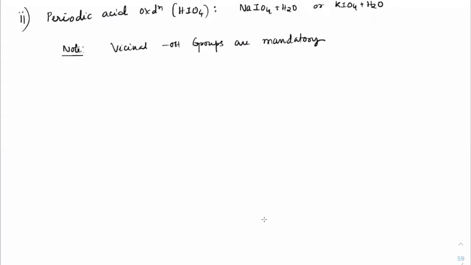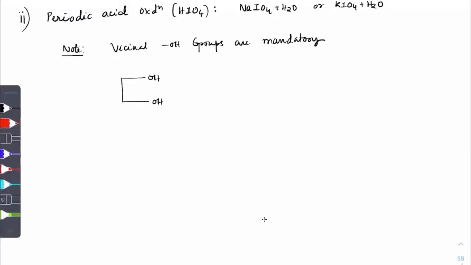Vicinal diol groups are mandatory. So we must have vicinal diol groups, which means if you have glycol, we have OH and OH. This is a vicinal diol group. So in glycol, what would happen? When we treat that with HIO4, the bond will break here.